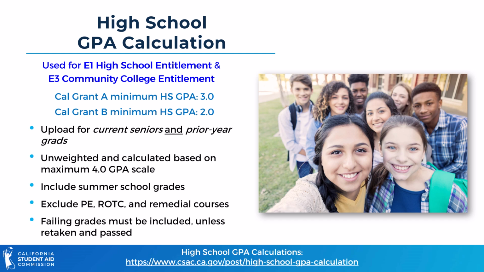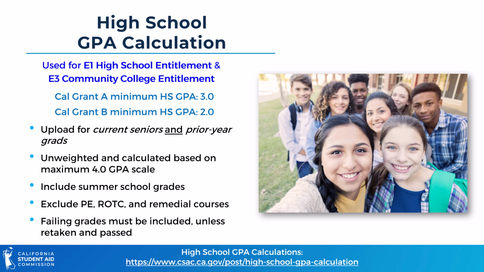Use unweighted 4.0 scale, include failing grades unless they've been retaken and passed, exclude grades from PE, ROTC, or remedial courses, and do not submit duplicate or multiple GPAs as it skews GPA reports and raises submit results.